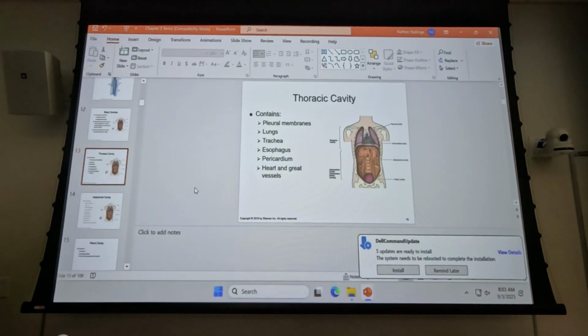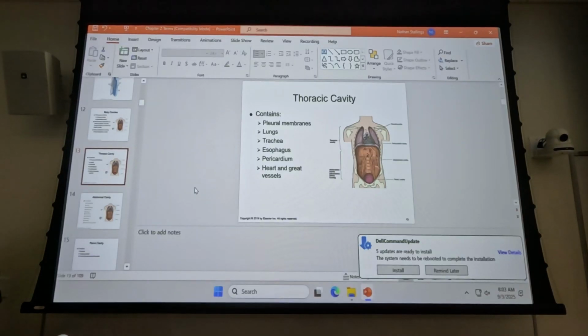So what we're going to do today is we're going to finish up chest x-ray. The first half of this, we're going to talk about chapter 2 again and try to finish that up as much as we can. And then we'll take a break and we'll come back and we'll do the rest of chest x-ray.